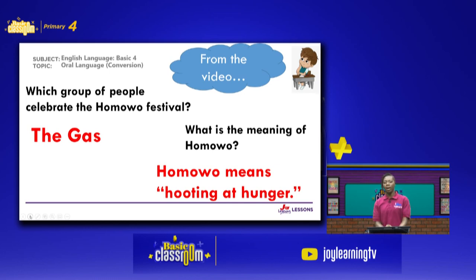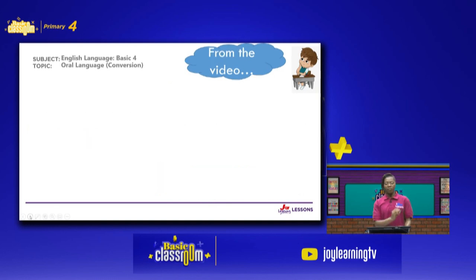Hooting at hunger. Now, in the video, we were given the two meanings of Homowo. Homowo is a combined word. We have Homo and wo. Homo meaning hunger and wo meaning hooting. And when we put the two together, we get the full meaning as hooting at hunger, which is the meaning of the Homowo festival.